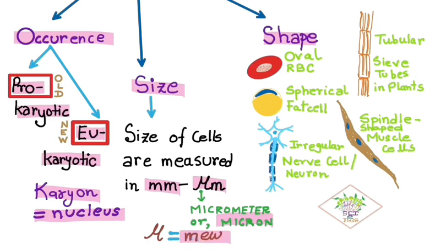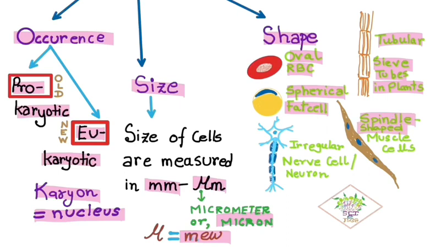Coming to classification of cells according to their shape. Cells are of different shape and hence they are classified according to their shape also. Some examples are oval cells. This is a red blood cells, that is RBC. Spherical cells like fat cells. Tubular cells, the cells which look like a tube or cylinder. This is a sieve tube in plant cells.